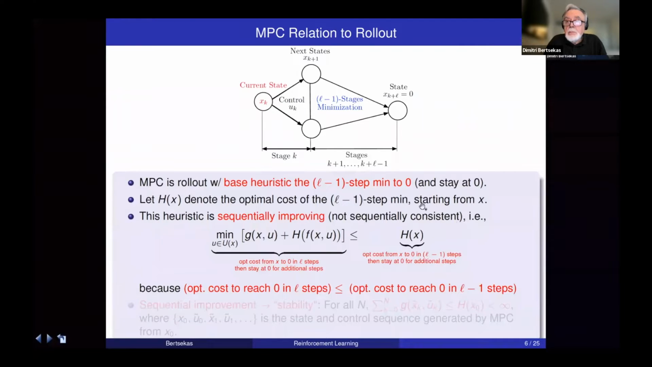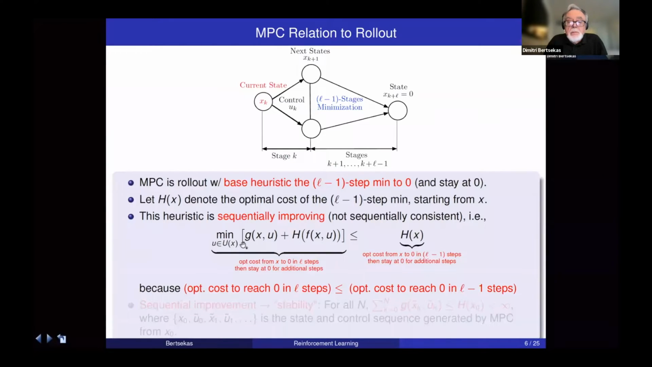It's not sequentially consistent because if I start here and apply this base heuristic and then move to the next state here, the base heuristic from this next state is going to take you one step forward. So it's not going to be the same trajectory as the one that the base heuristic generated from this state. So it's not sequentially consistent, but it turns out that it's sequentially improving. And the definition, of course, of sequential improvement is this inequality here.